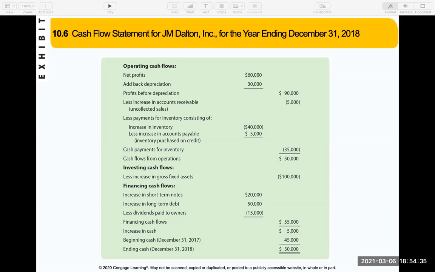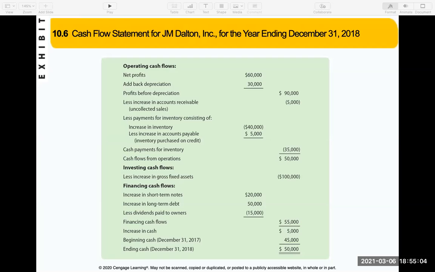You subtract the accounts receivable because these are uncollected sales, so we don't have this money yet. And then you subtract the inventory, which is any increase in inventory that you have. That's money that we have tied up, and then subtract the accounts payable, money that we owe. As you see, it's 35,000 here, and then the total cash flows from the operations is $50,000. So we have about $50,000 of cash in our operating activity in our business, right? That's really good to know.